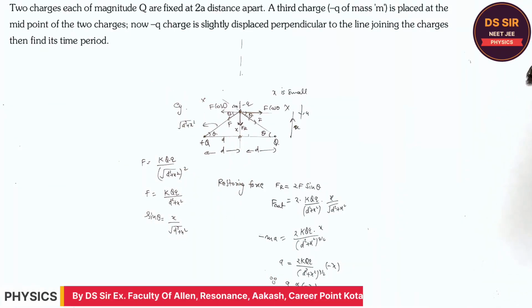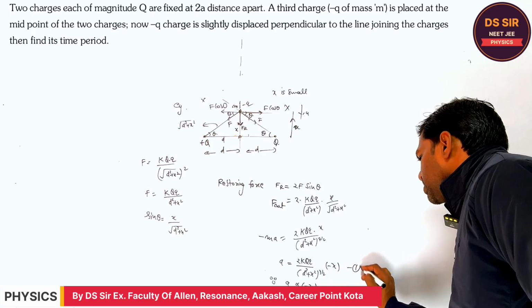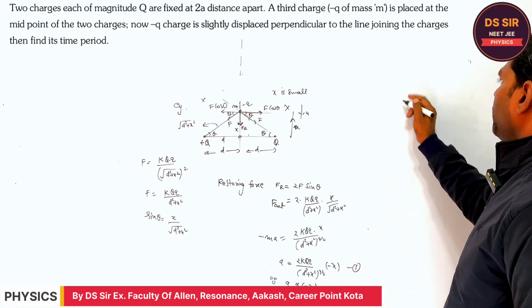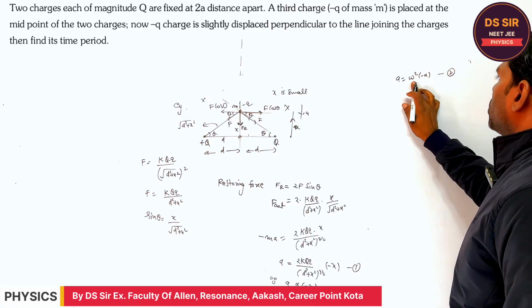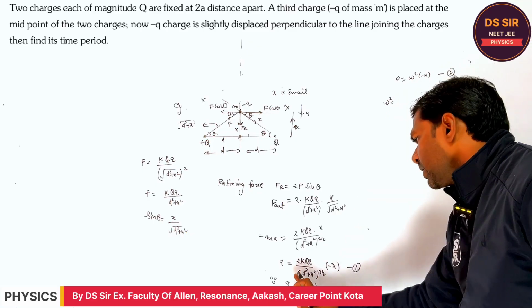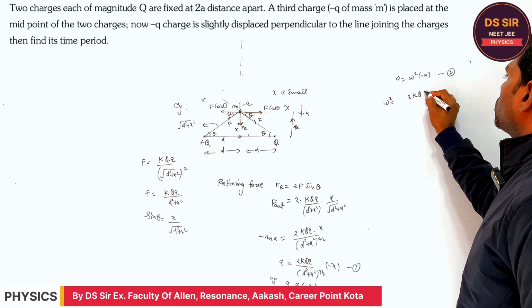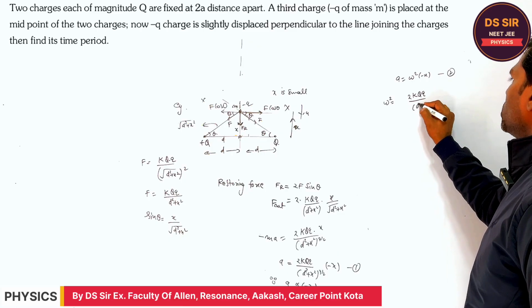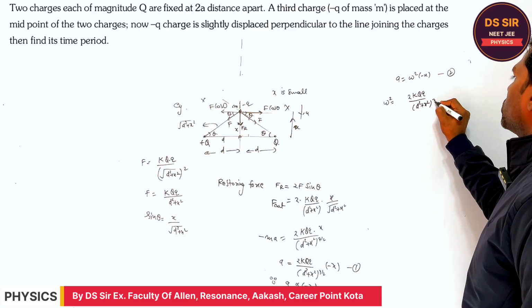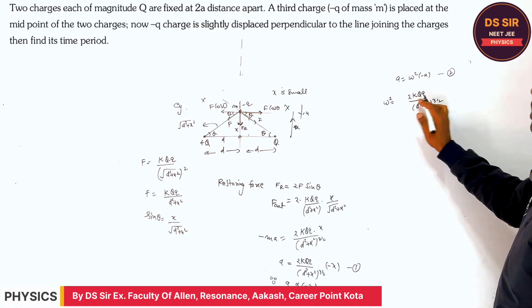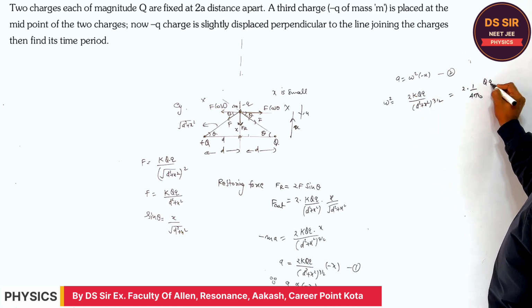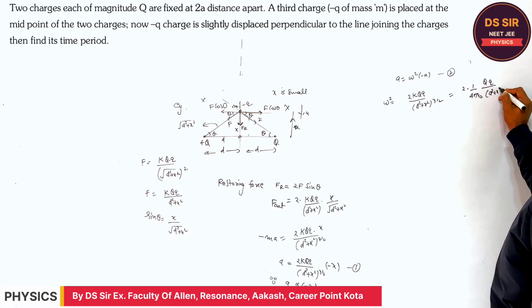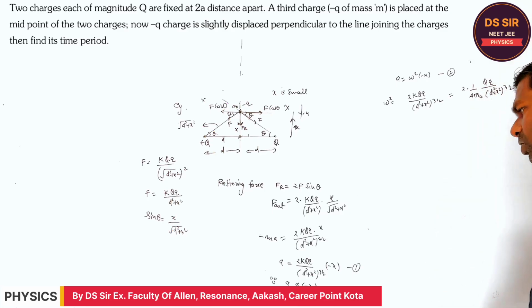So, if this is the SHM, this is equation 1. Compare with the standard equation of SHM. The omega square may be written as 2kqQ upon (d square plus x square) raised to the power 3 by 2. Fine. I will put the value of k. This is capital Q upon (d square plus x square) raised to the power 3 by 2. Are you getting it or not?